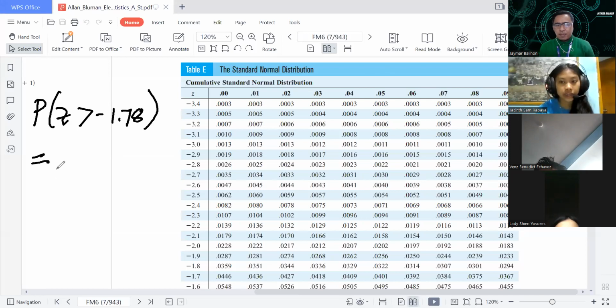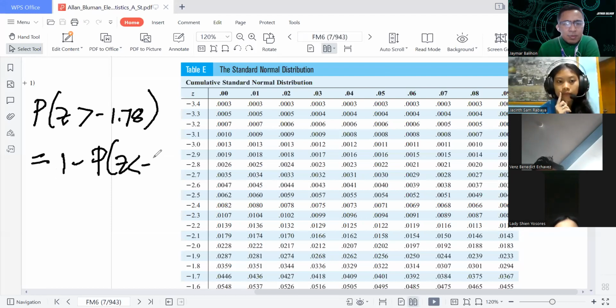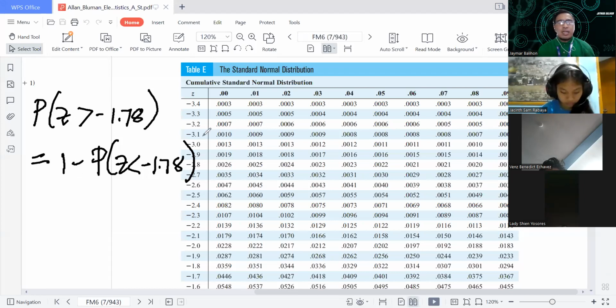Okay, can you dictate? Convert to less than, sir. Okay, go ahead and tell me, what will you put? 1 minus probability of z less than negative 1.78. Very good. And that is correct. So from greater than, we converted it to less than, but with 1 minus the less than.